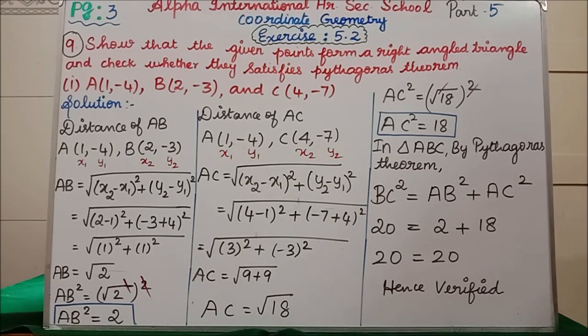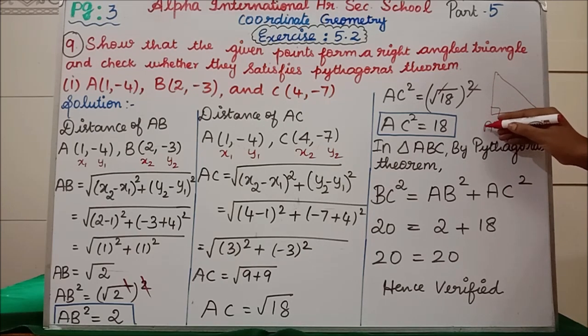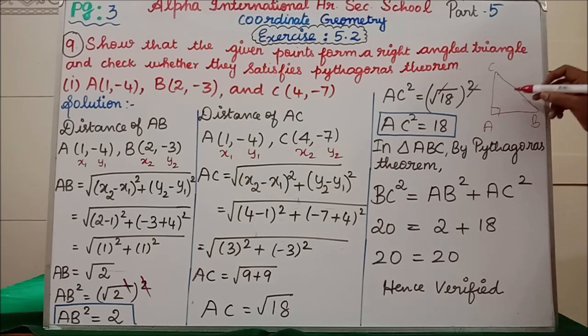Clear? Now we have got three sides, AB square, AC square and BC square. Three values we have got. Now we are going to apply the Pythagoras theorem. In triangle ABC, by Pythagoras theorem, how can we write, students? What triangle have we proved? See, I will draw the triangle here. Suppose this is the triangle we have taken, and here angle A is 90 degrees, here angle B, here angle C.